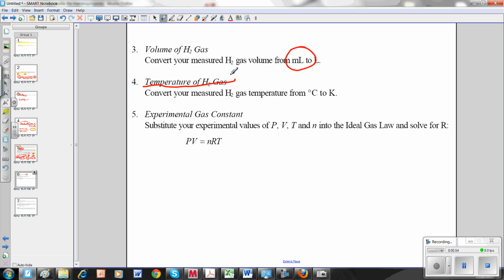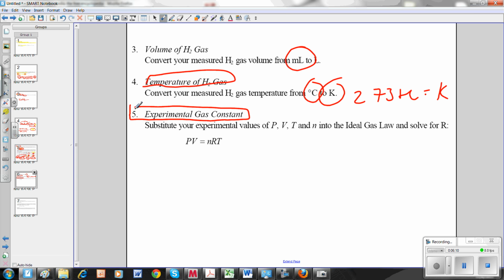Temperature of the hydrogen gas is very simple: you measured the temperature in Celsius using the thermometer. You're going to change it to Kelvin. That's simply 273 plus the Celsius. You get the value in Kelvin. Then you're ready to do the calculations that were the whole point of the experiment.